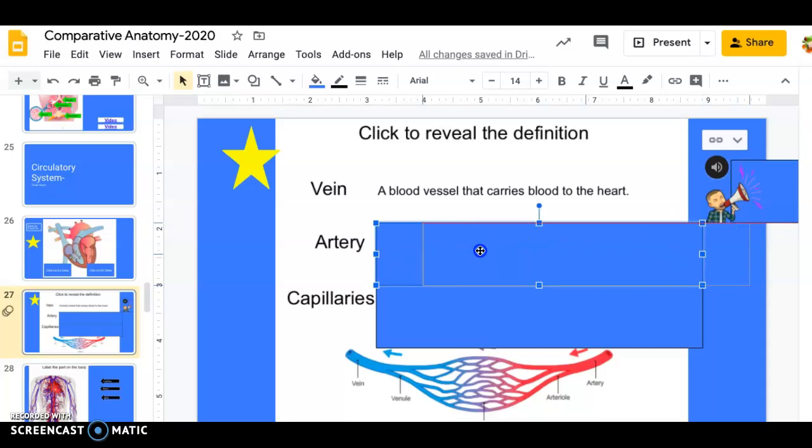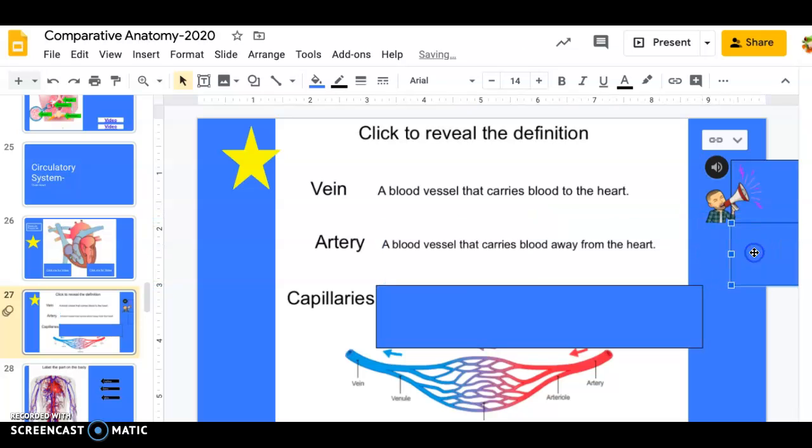Underneath that is the word artery. You've probably heard that before too. Arteries do the opposite. They carry blood from the heart out to your body, and they're usually red because they're usually oxygen-rich blood. So they're bringing this good oxygenated blood that came from the lungs out to the body, and we call those things arteries.